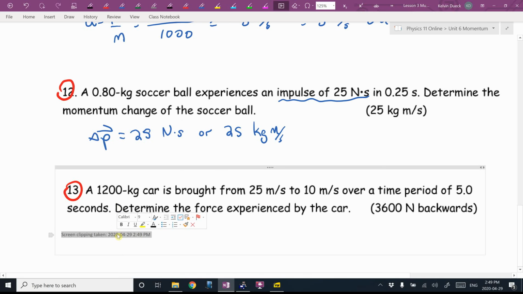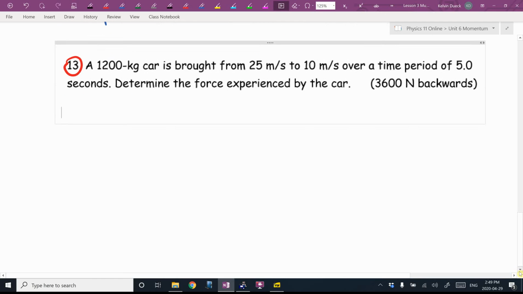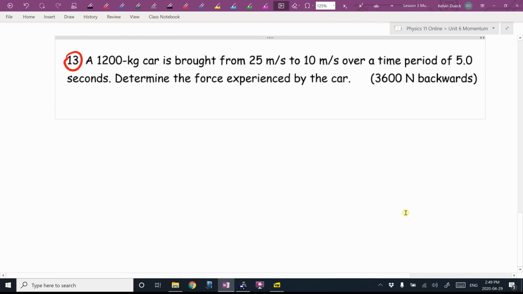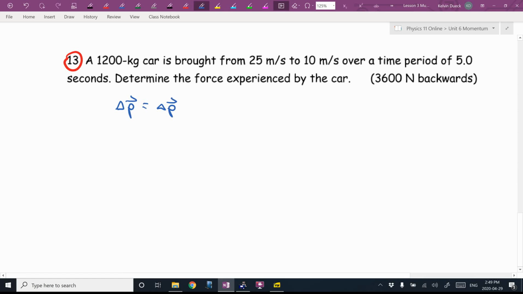Trick question. Number 13, they want me to find the force. Okay. So I could absolutely find the force by going F equals ma, and then by finding A, and then using A equals VF minus VI over T. All doable, and I will give you full credit if you do that. But the impulse equation lets me do this in one line by letting impulse equal impulse. And what I really mean by that is force times the change in time equals mv final minus mv initial.